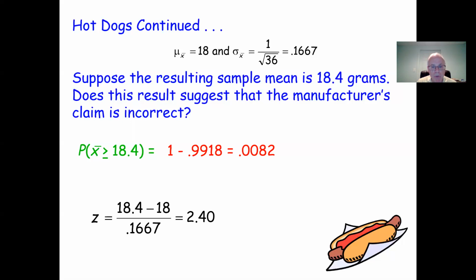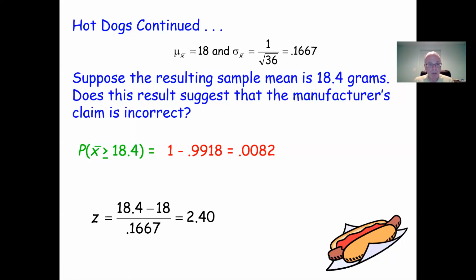Here we would of course use our normal CDF, and in this case we would have as our lower bound 18.4. Our upper bound we would use positive 1,000, and then the mean is 18. The standard error we would use 0.1667. And the probability we would end up getting is 0.0082.